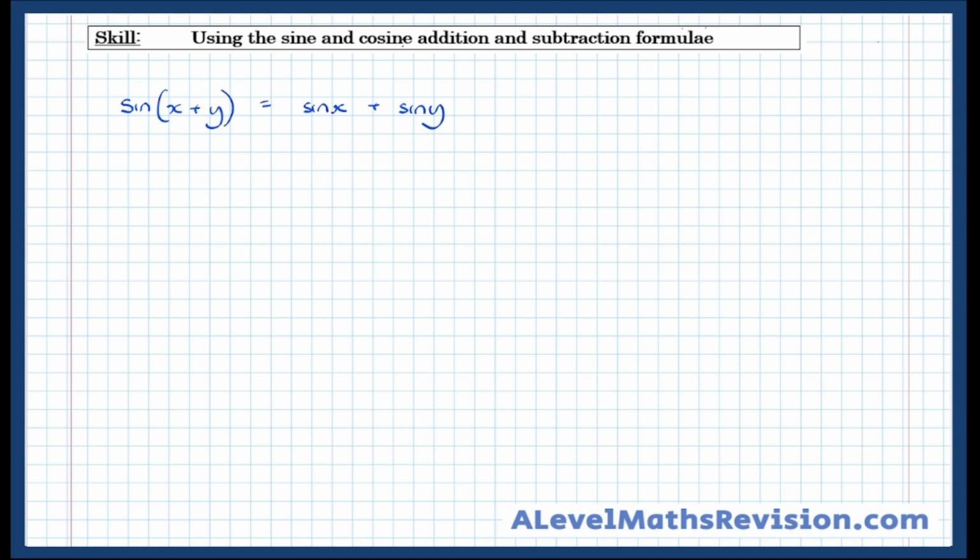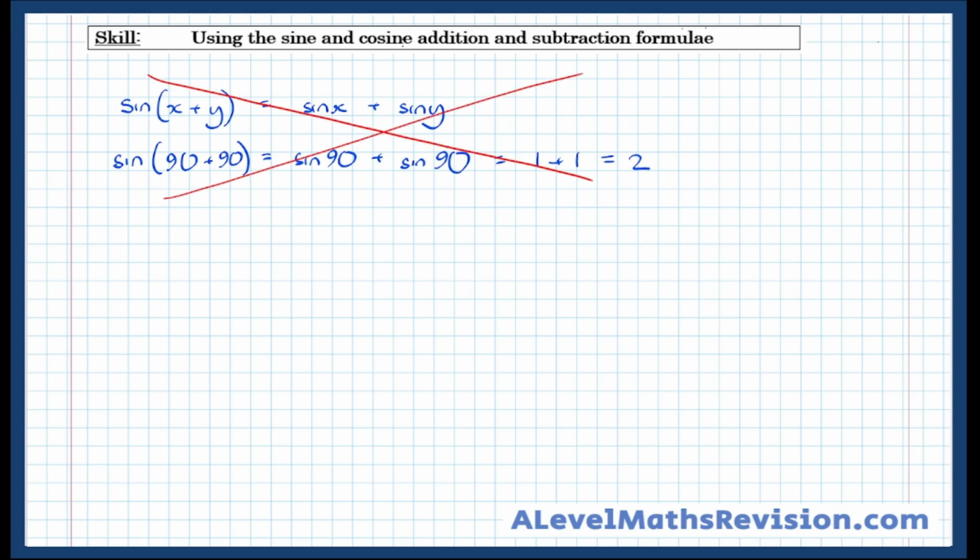Let's test that theory out. So sine of 90 plus 90, well, that would be, if this were true, sine 90 plus sine 90, which clearly isn't true because that's 1 plus 1, which is 2. And the sine function can never take the value 2. It can only go as high as 1. So clearly that's wrong. Alternatively, sine of 180 is 0, certainly not 2. So that is completely false. So rather than tell you what's false, let's show you exactly what's true.